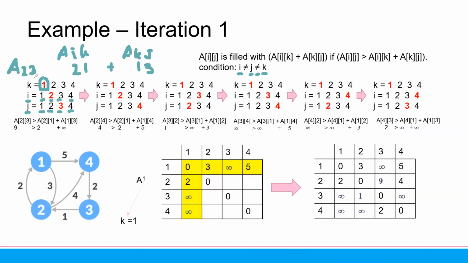Okay. What is a 2, 1? A 2, 1, it is 2. What is a 1, 3? 1, 3, it is infinite. Okay. But I want to know what is a 2, 3. Okay. A 2, 3.